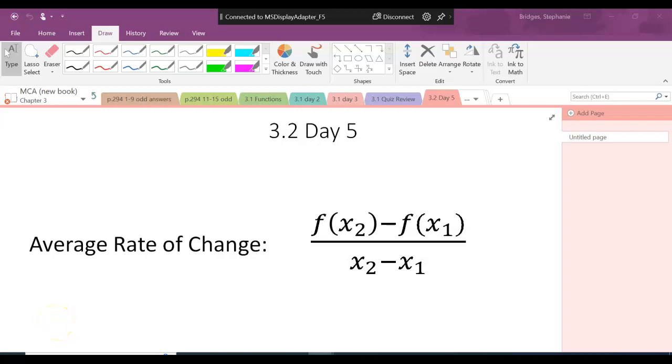All right, so the way the average rate of change works is you're going to be given a function. We're just going to call it f, okay? And then you're going to be given two x values. That's why they're called x1 and x2. They're two separate x values.